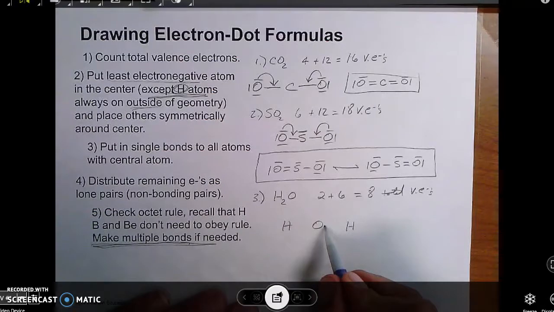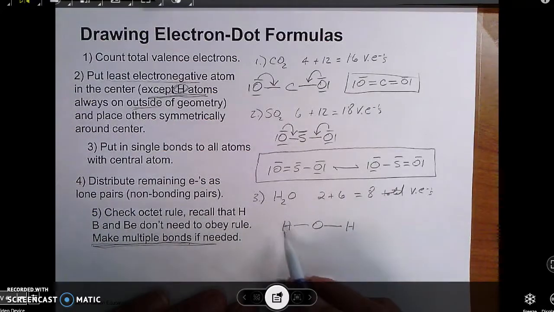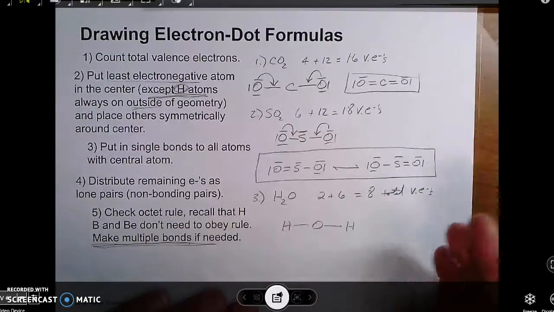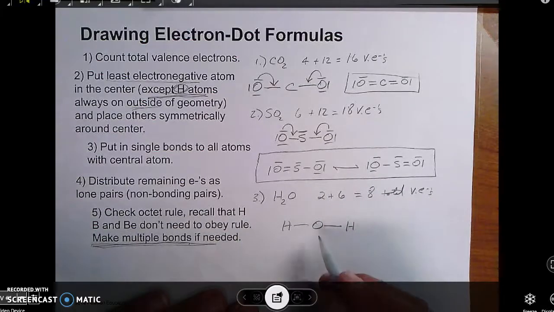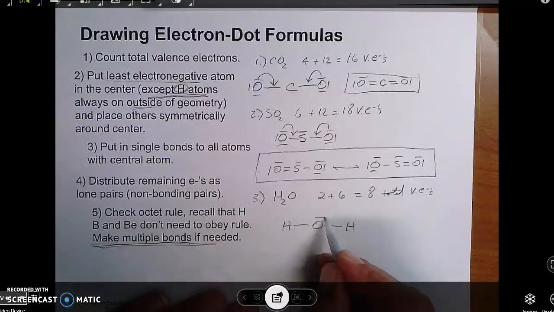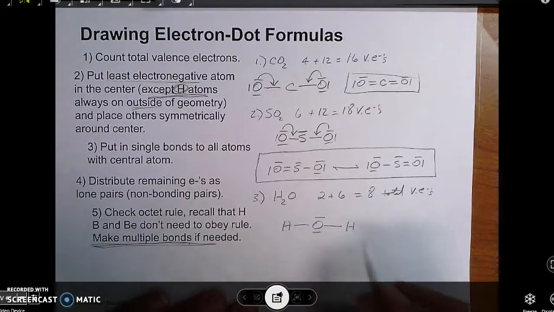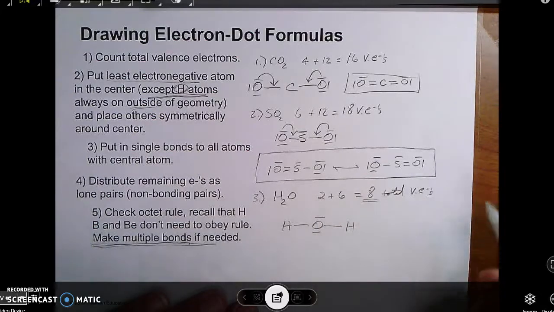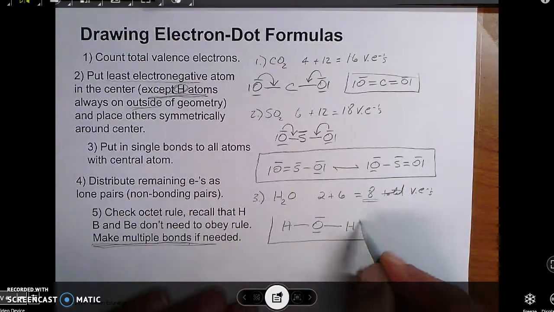Distribute bonding electrons. 2, 4, non-bonding. I can't put any more on the hydrogens. Hydrogens can only have 2 electrons associated with them. So I have to put those lone pairs here, 4, 6. So that's 2, 4, 6, 8 total electrons. So they're all distributed. And my octet rule is good for the oxygen, 2, 4, 6, 8. Hydrogen only needs 2. So this is my valid Lewis structure.